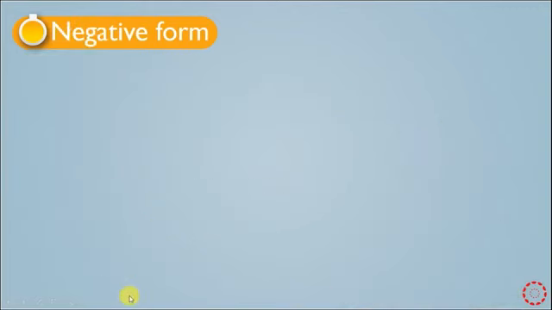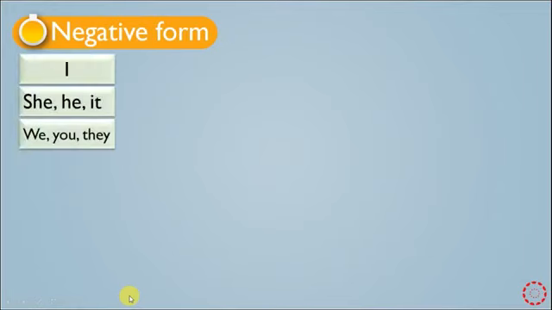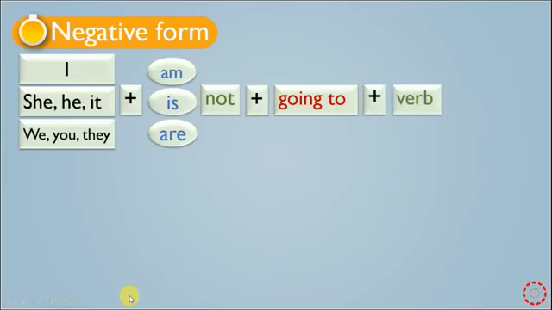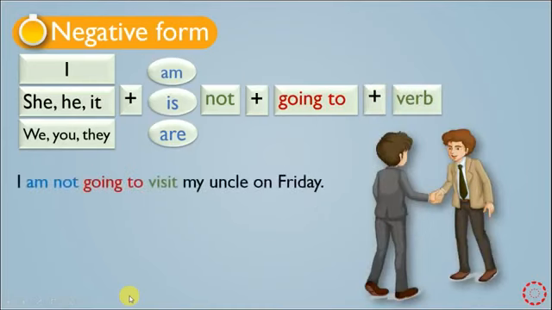How can we negate these examples? Again, we have the subject at the beginning, and then we have the verb to be, but be careful, we add not to the verb to be in order to make it negative. And then we have going to. After going to, as we said, we have to use the base form of the verb. Look at this example. I am not going to visit my uncle on Friday. You can say, I'm going to visit my friend on Friday. I'm not going to visit. Visit is the base form of the verb.